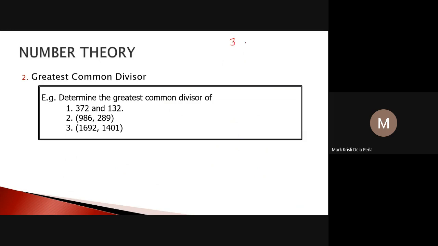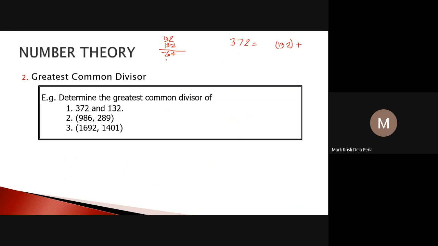372 is equal to Q times 132 plus an R. So what do we multiply to 132 so that the result would be either equal to 372 or less than 372? The last value that is equal or less than 372. So if we check, 132 times 1 is 132. 132 times 2 is 264, and 132 times 3 is 396.